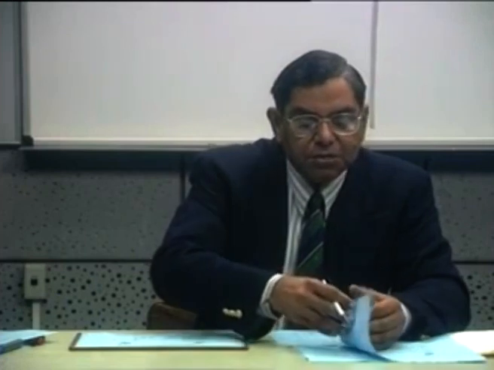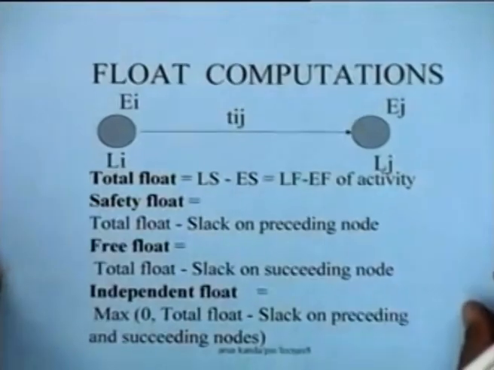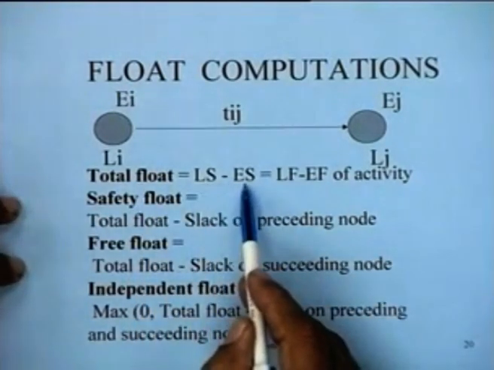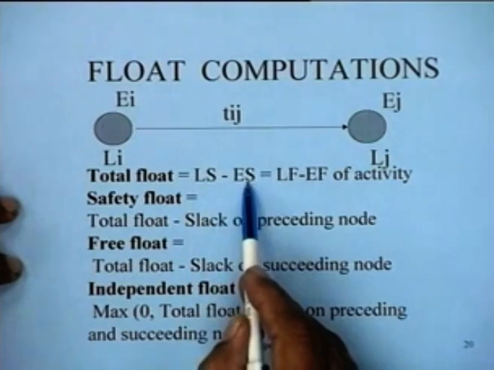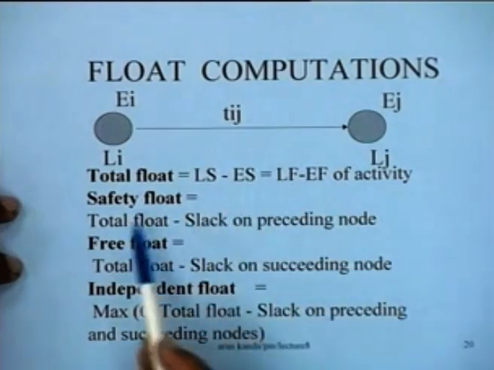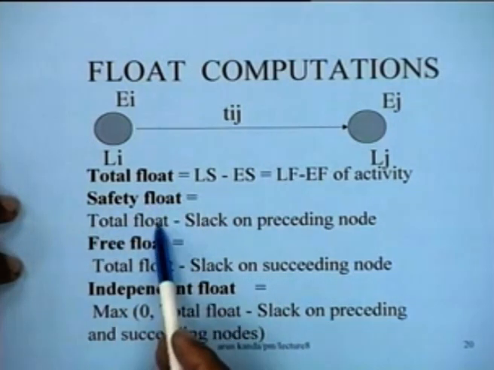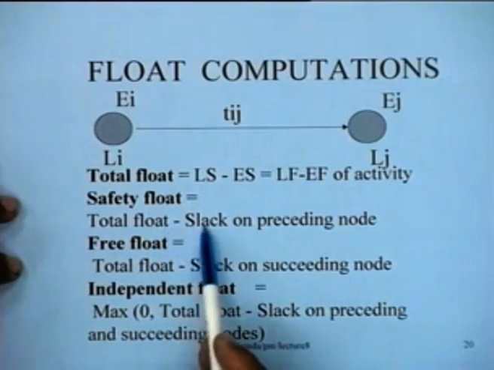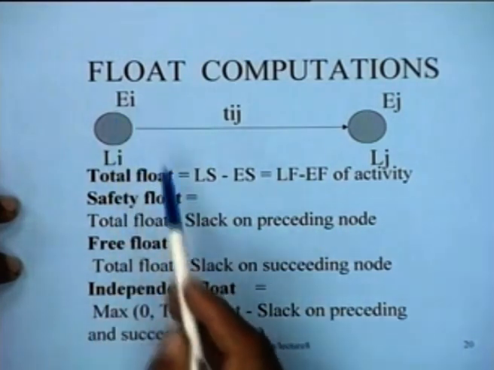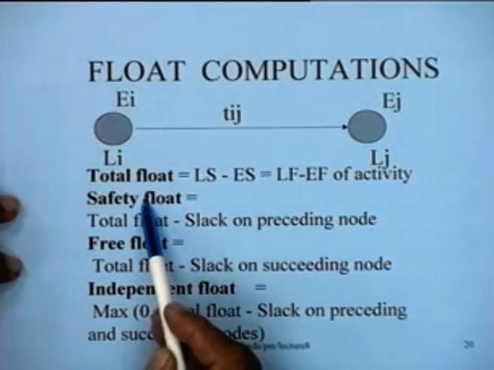For computations of these floats, you can see from these expressions a convenient form for computation. The total float is the way we calculated this: latest start minus early start, or latest finish minus early finish of the activity. For computing the safety float, we can simply calculate the total float and subtract from it the slack on the preceding node, that is Li minus Ei. Total float minus slack on preceding node will give me the safety float.